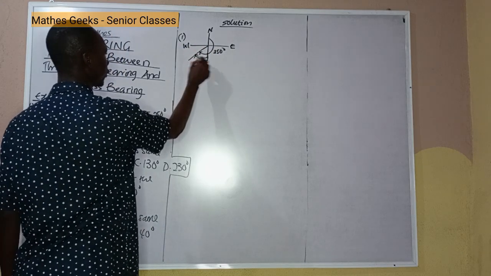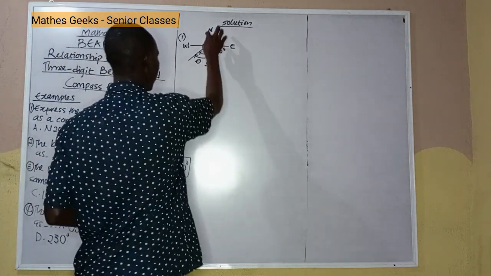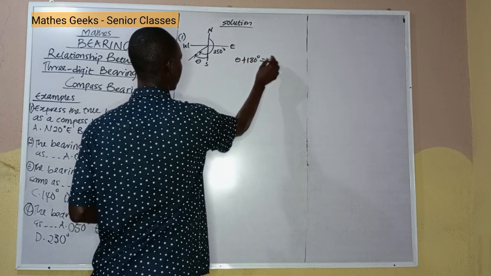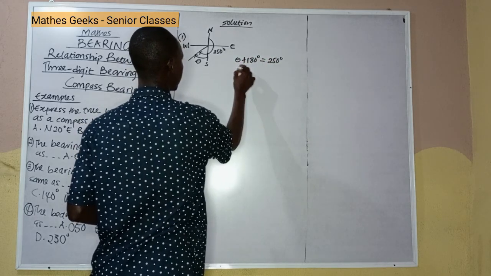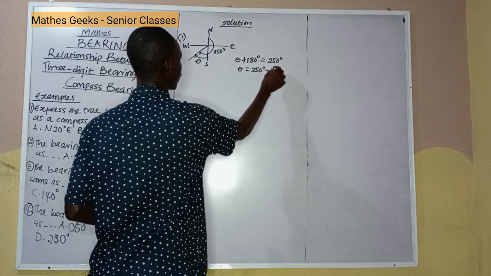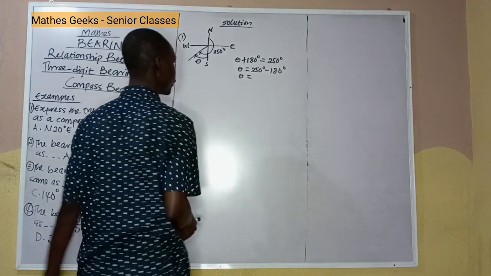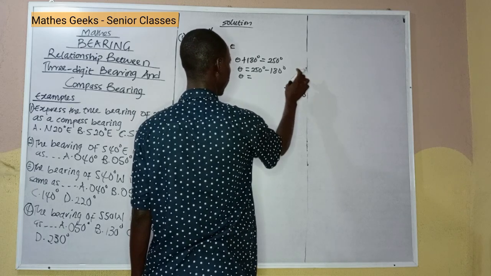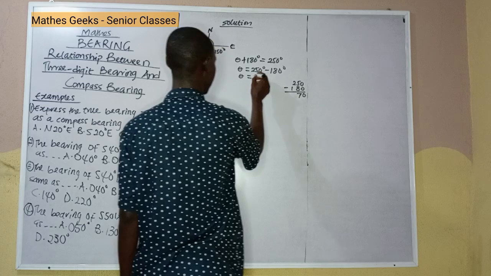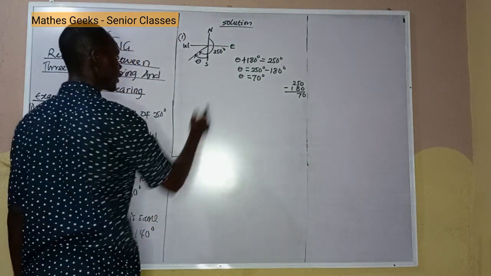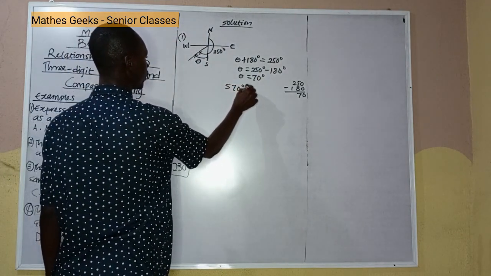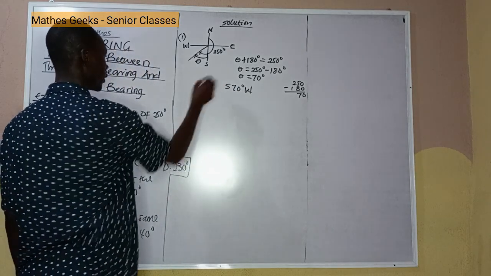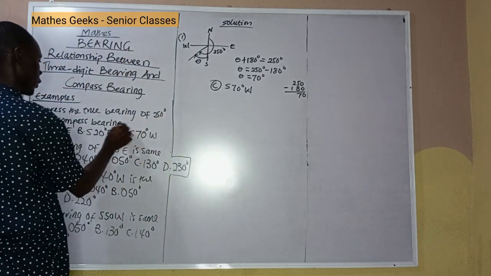So let's call it theta. So what will be theta? Remember that from the north to the south is 180. So theta plus 180 degrees is equal to 250 degrees, and theta is equal to 250 degrees minus 180 degrees. Theta is equal to 250 minus 180. 15 minus 8 is 7. That's 70 degrees. So that would be south 70 degrees west. So our answer is here. What option is it? Option C. So this is the answer.